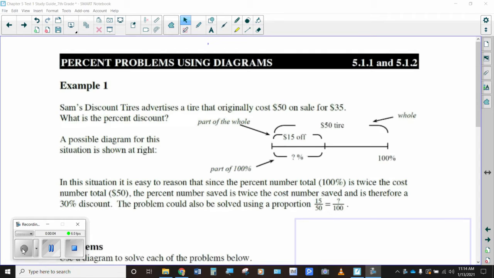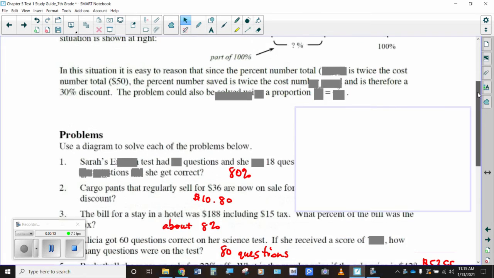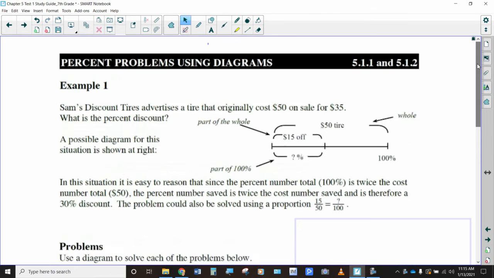Alrighty, let's take a look at our study guide for Chapter 5, Test 1. We are going to be taking the test after we get done reviewing this, so let's make sure that everybody understands the basics of what it takes to solve these types of problems. We're going to start with the front side, or the first page, which has to do with the percent problems.